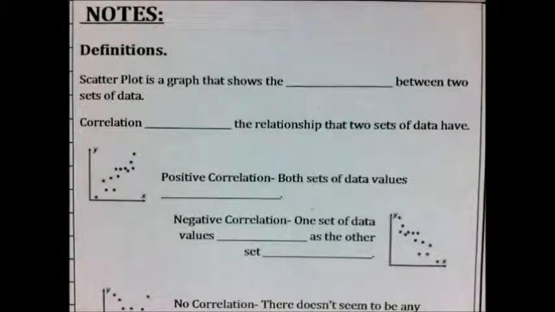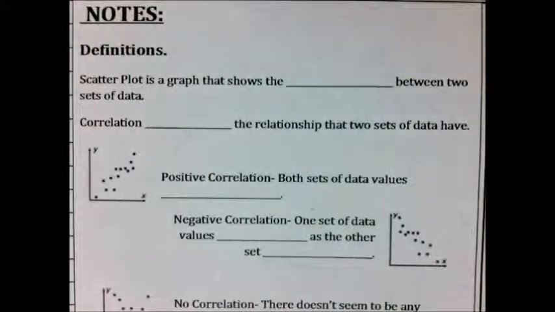A scatter plot is a graph that shows the relationship. Okay, so relationship is that first blank there. It shows the relationship between two sets of data. Now there's two correlations. Correlation is what describes the relationship that the two sets of data have. So a scatter plot shows relationships between data. Correlation describes those relationships. So correlation describes is that second blank.